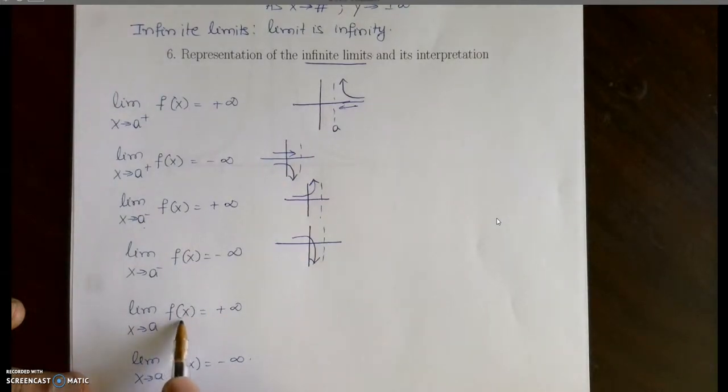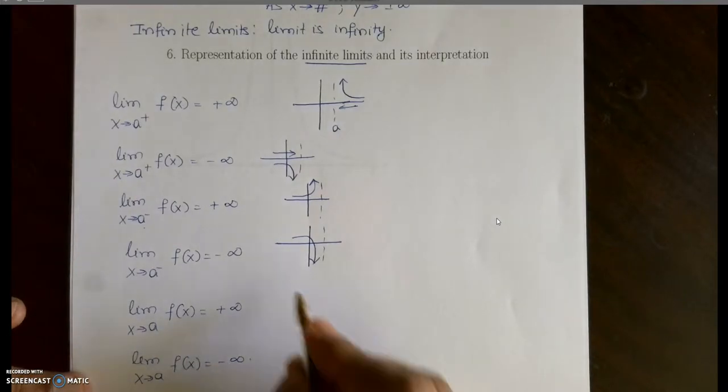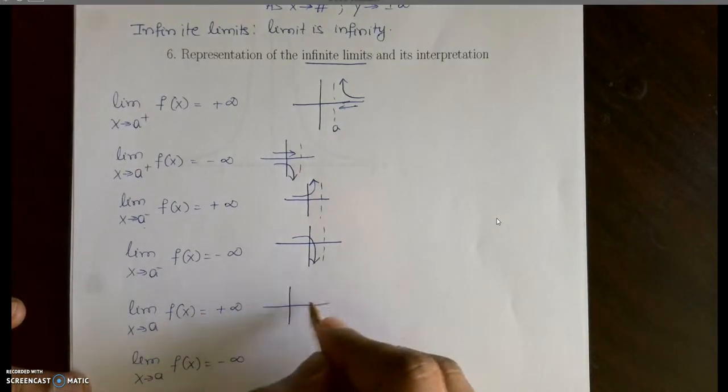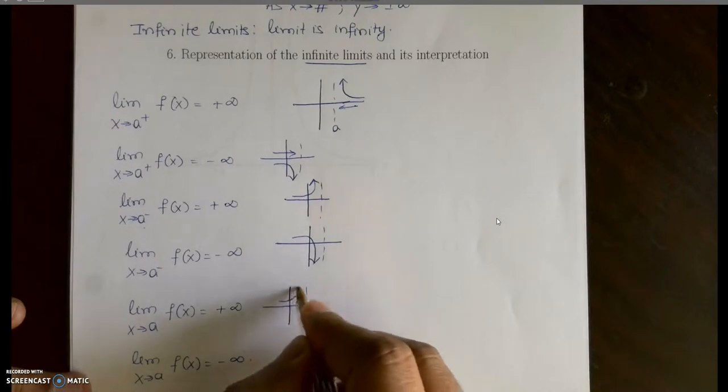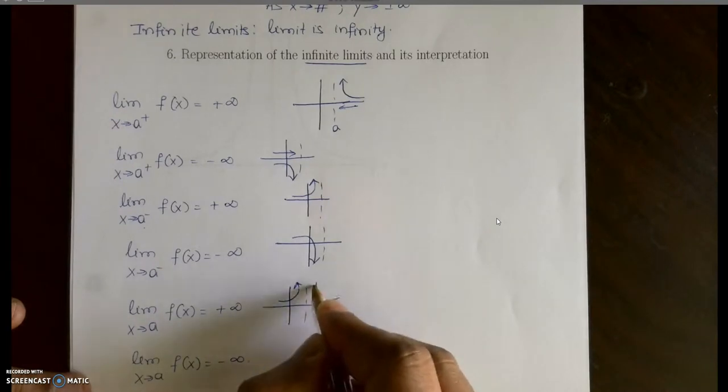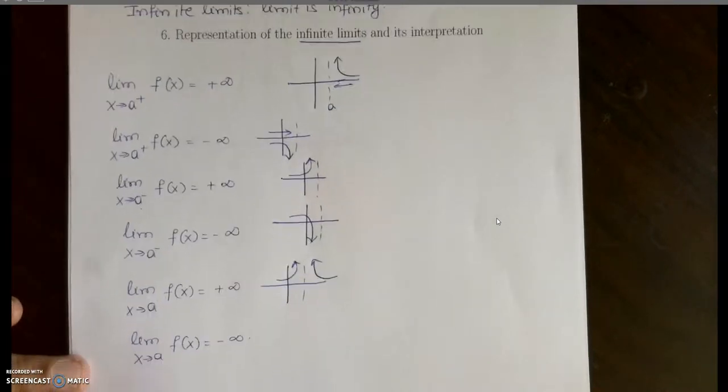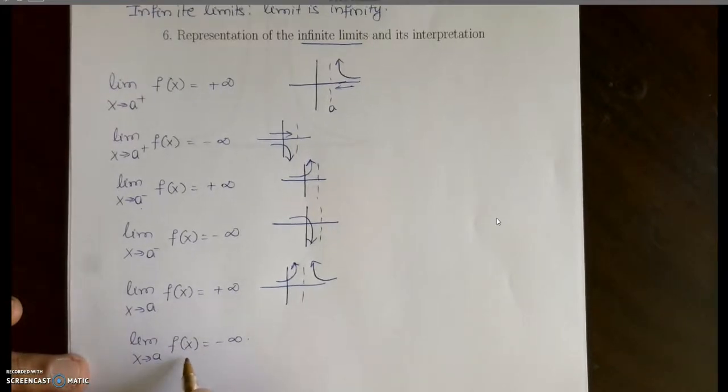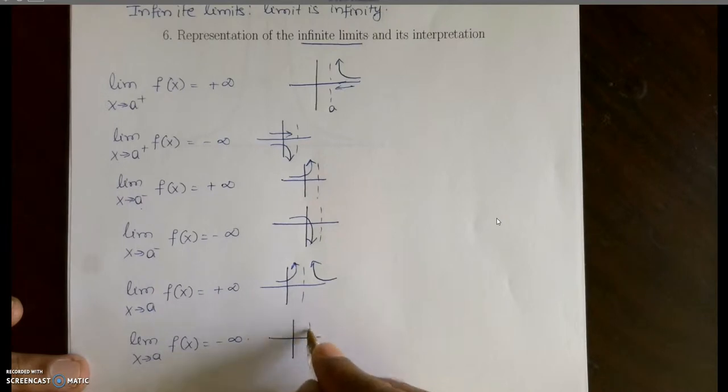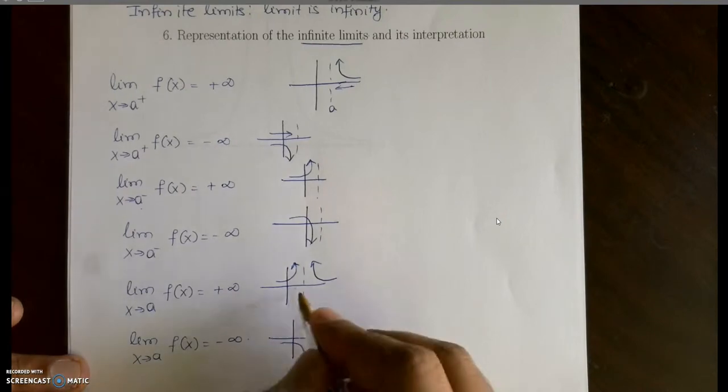the limit of the function is positive infinity as x approaches a. That means the left-hand limit is positive infinity and the right limit is positive infinity. So the graph would look like this. And here the limit of the function is negative infinity as x approaches a. That means the graph of such a function would look like this. So as x approaches a, the y value approaches negative infinity.